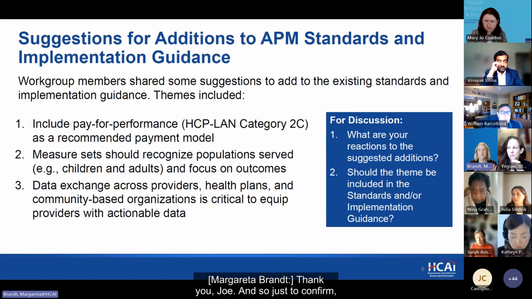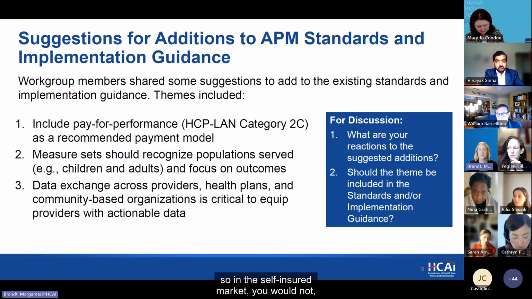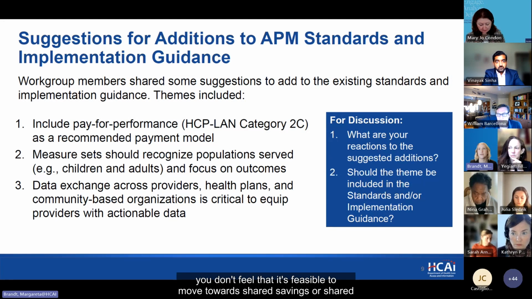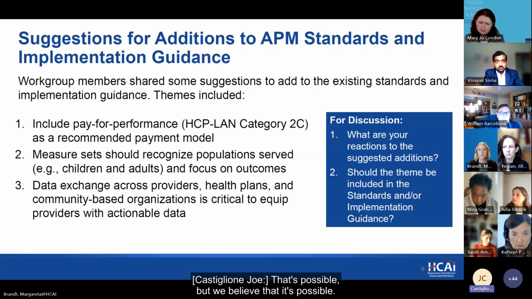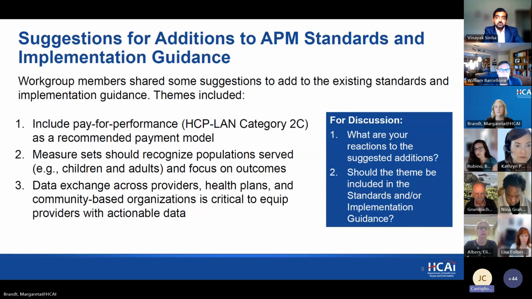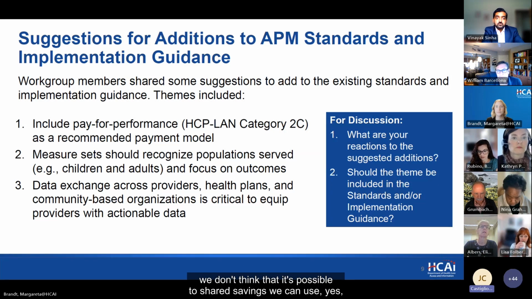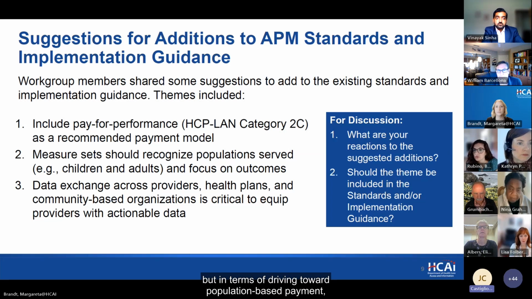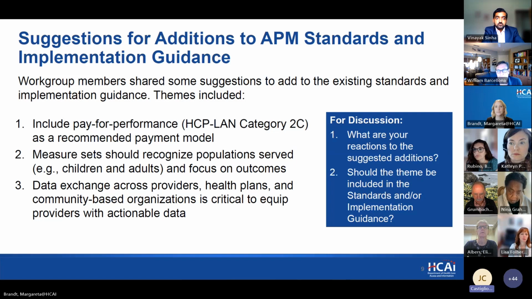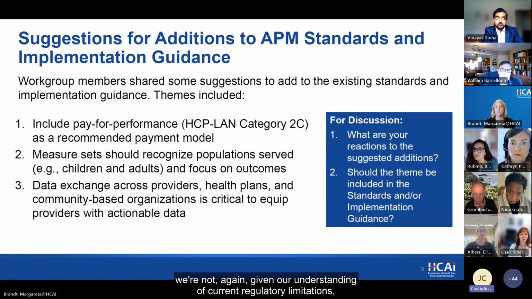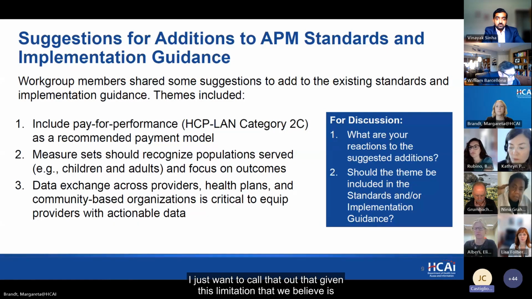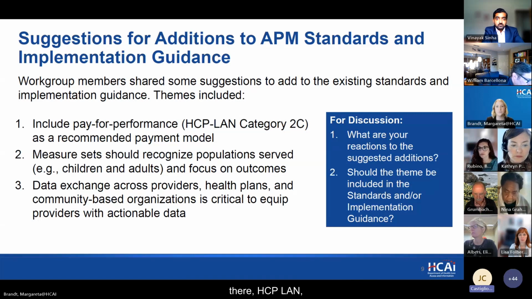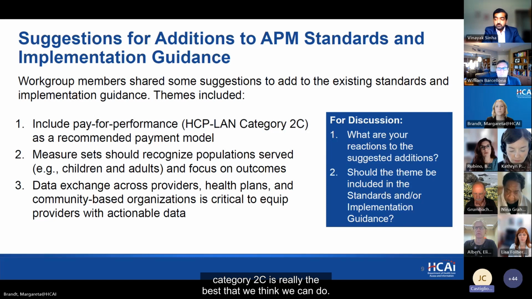Thank you, Joe. And so just to confirm, in the self-insured market, you don't feel that it's feasible to move towards shared savings or shared risk models? Shared savings we can use, yes, but in terms of driving toward population-based payment, which is really what we're trying to do for most of our primary care network, given our understanding of current regulatory limitations, we don't feel that we're allowed to do that. So we're trying to get clarity from our regulators on this. But again, I just want to call out that given this limitation that we believe is there, HCP LAN Category 2C is really the best that we think we can do.